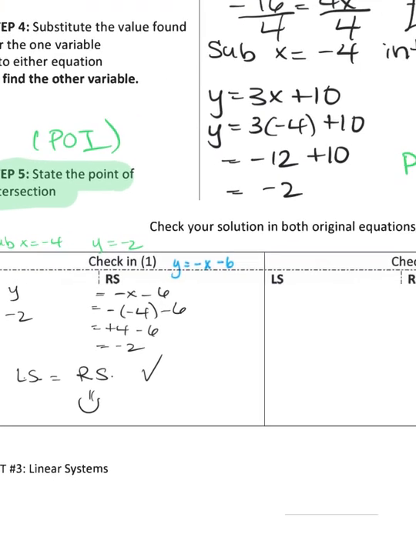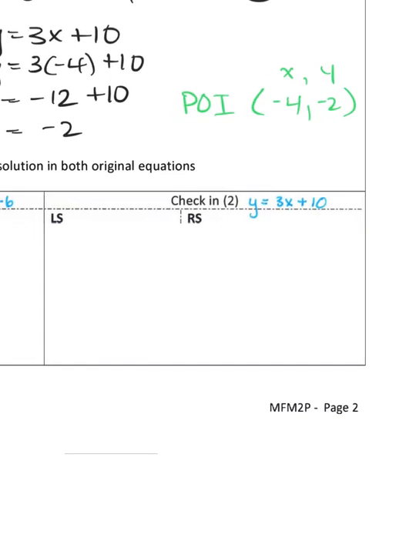So if I move on to my other equation here, which was the second one that we had, I'm going to do exactly the same thing. So I'm going to sub x equals -4 and y equals -2 into my equation. So on my left-hand side, I had y. Now I'm going to make that a -2. On my right-hand side of the equation, I have a 3x plus 10. And I'm going to replace that x with a -4 plus 10.